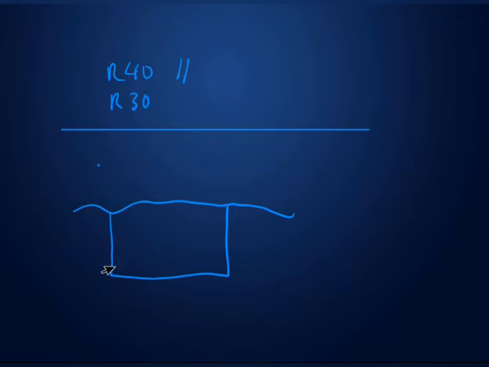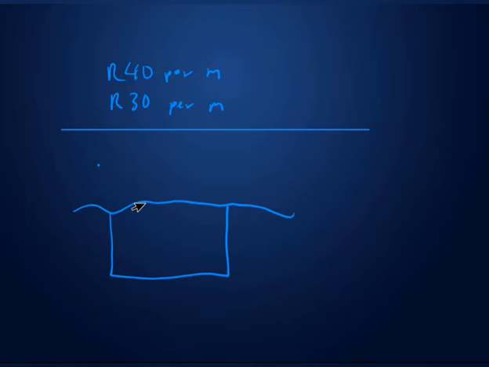So the cost of fencing parallel to the river is 40 rands per meter, right? And then the cost of fencing at right angles to the river, meaning that if you want to fence this part and this part, so that those are at right angles to the river, is 30 rand per meter, right?